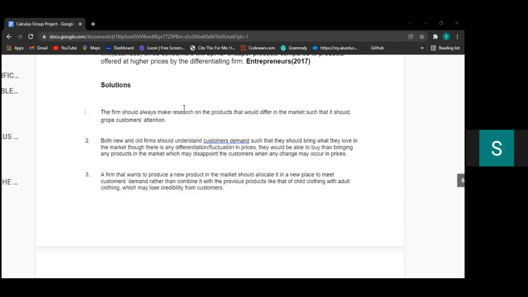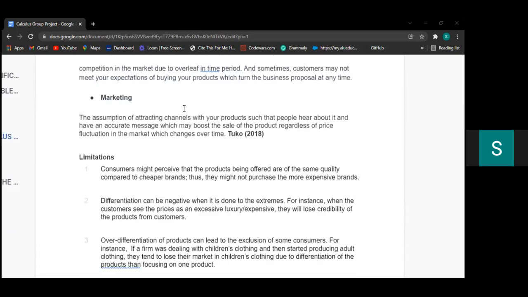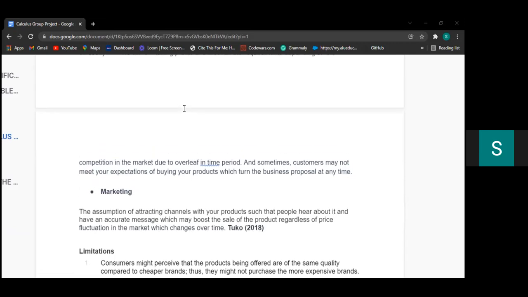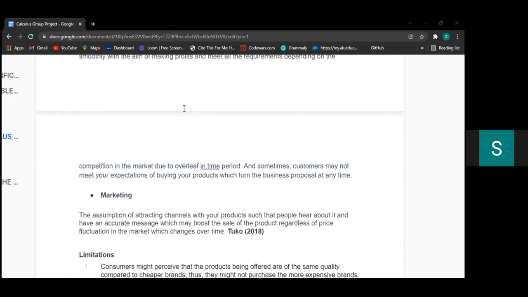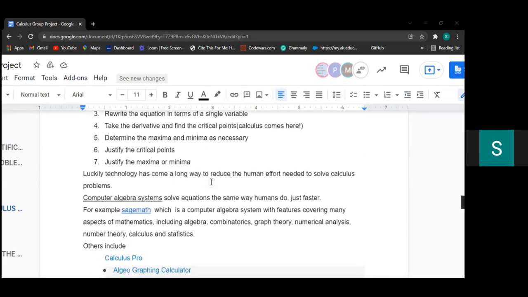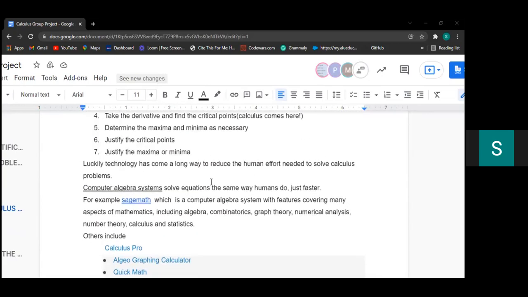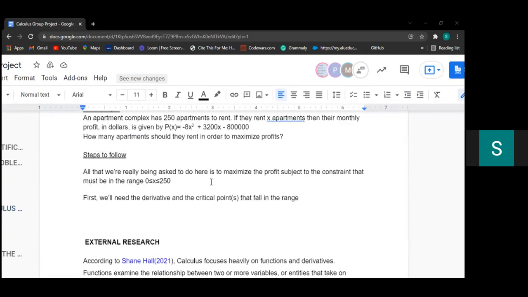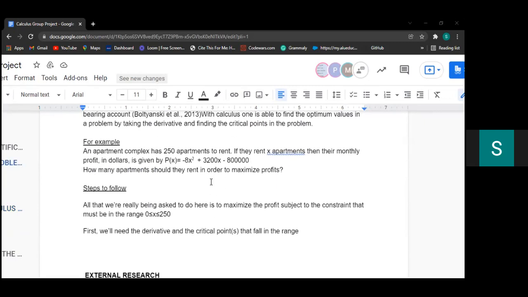As mentioned earlier, there are a variety of technologies that can be used in the application of calculus in different scenarios. So in our case, for example, we have a question. This business person owns an apartment complex that has 250 apartments to rent. So he wants to rent a certain number of apartments so that he can make a profit.